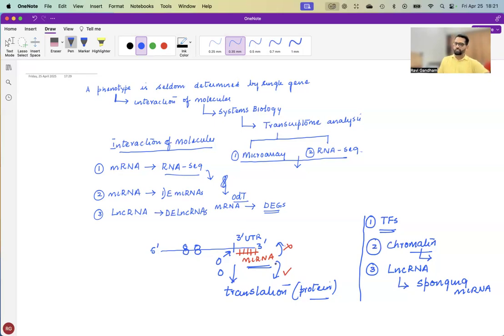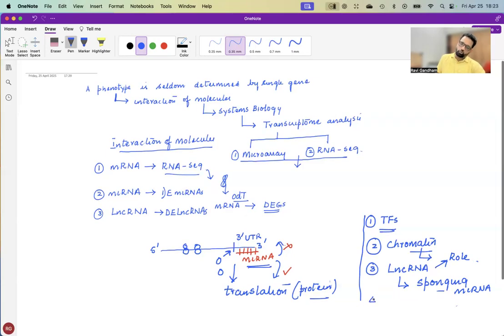Now look at the interaction. It has just become the opposite now. What has happened? The microRNA is being sponged, and therefore the microRNA cannot bind to the 3' UTR, and the protein expression is normal. And similarly, your LNC RNA can influence gene expression in different ways. And we'll have a separate lecture on the role of LNCs later on.